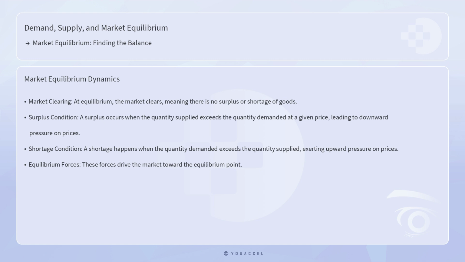A surplus occurs when the quantity supplied exceeds the quantity demanded at a given price, leading to downward pressure on prices. Conversely, a shortage happens when the quantity demanded exceeds the quantity supplied, exerting upward pressure on prices. These forces drive the market toward the equilibrium point.